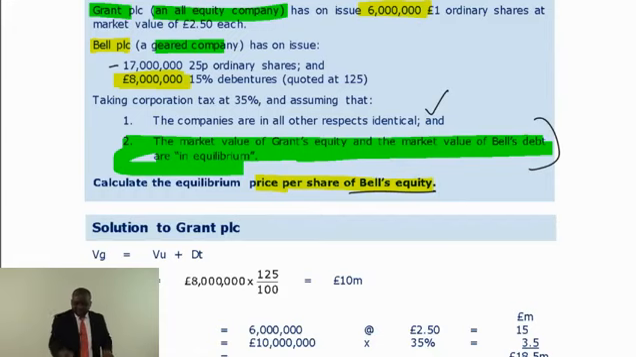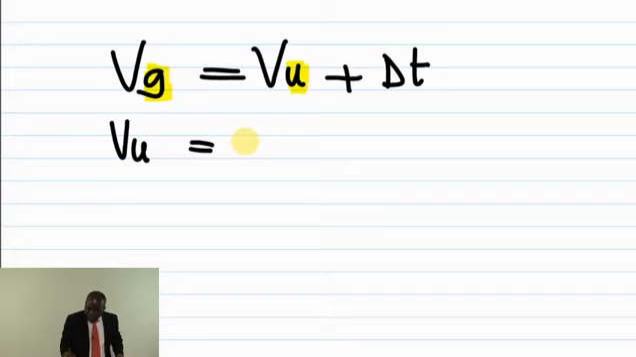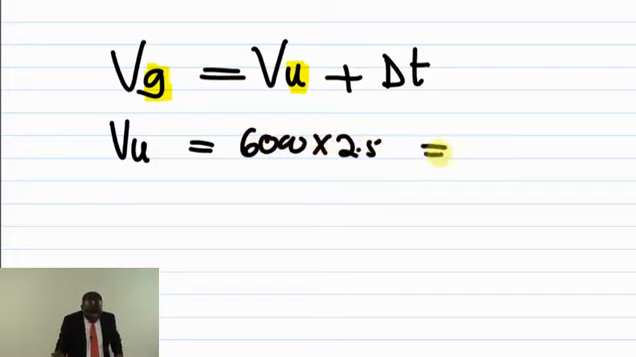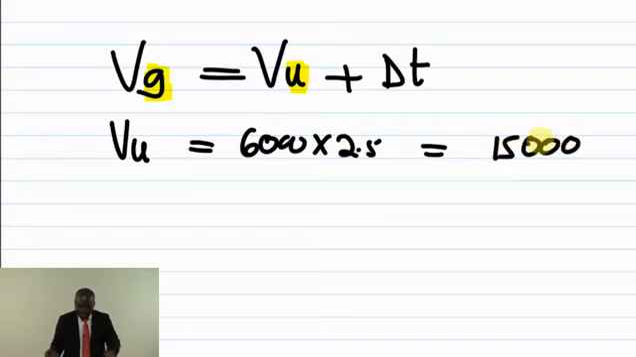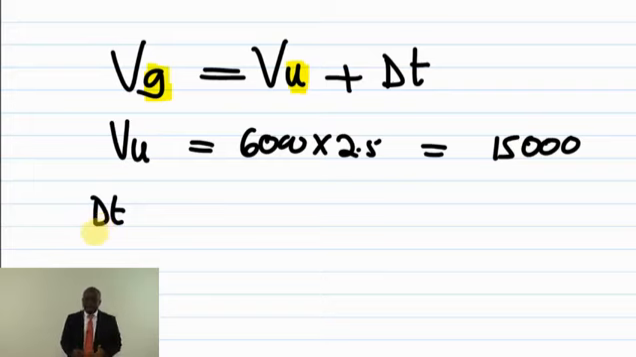And Grant, what are your figures? Grant has 6 million shares, and each share has a price of 250. So in that case, what will be the value of Grant? I will say 6,000, 3 zeros up, multiplied by 2.5, and that gives me 15,000. Then I need DT. D is the value of the debt. Who has got the debt? Obviously, it is the geared company, which is Bell, and the T is the tax rate.